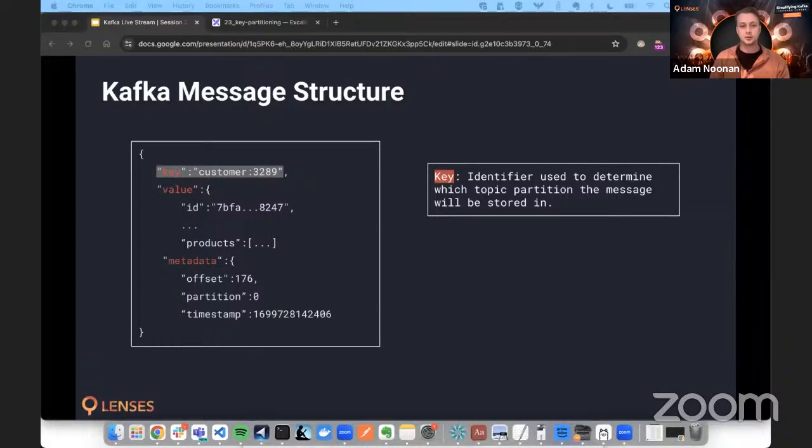And the key, what we're really going to be focusing on here, is used to determine which topic partition the message will be stored in. If you think about sharding and partitioning data, usually for balancing load, that's exactly what Kafka does. Based on that key value, it will assign a specific Kafka partition for that message. And that selection process happens through a hash, which we'll define in just a moment.